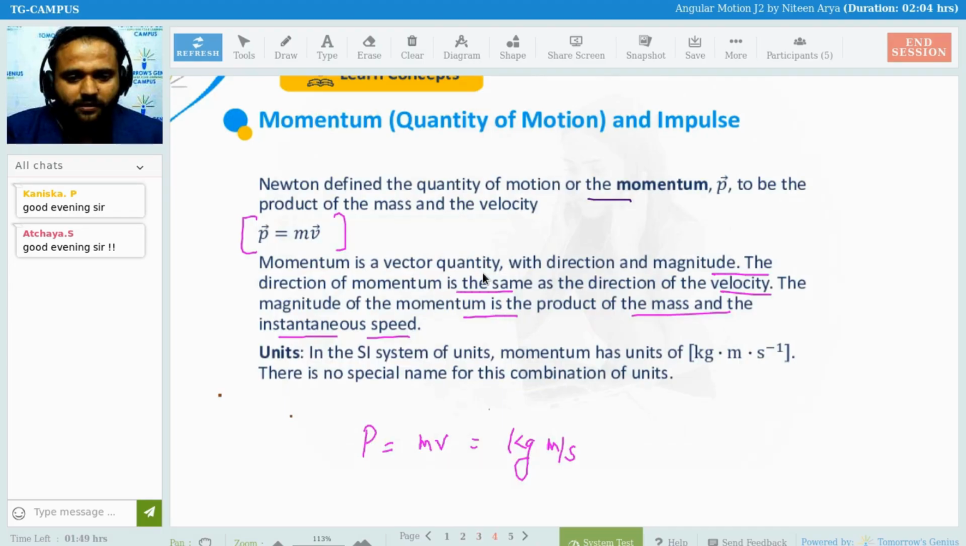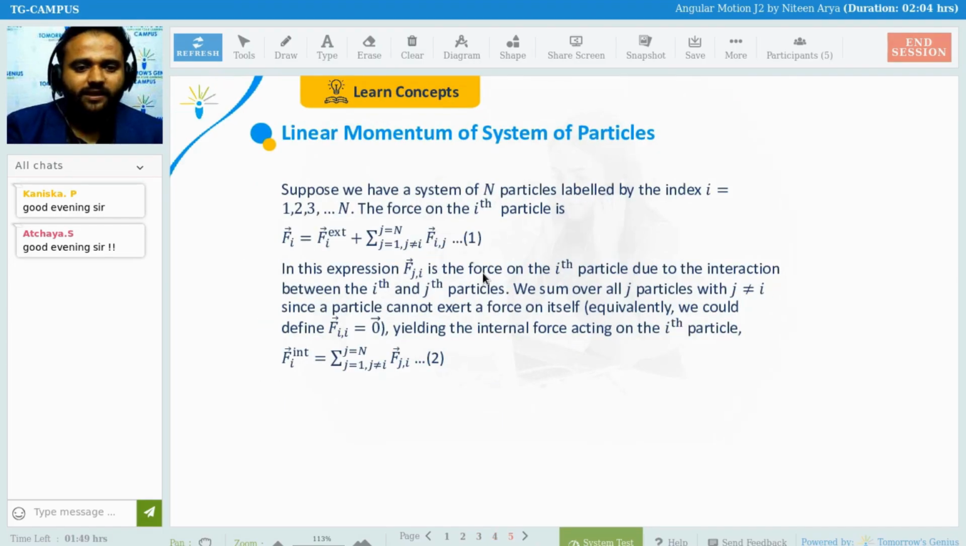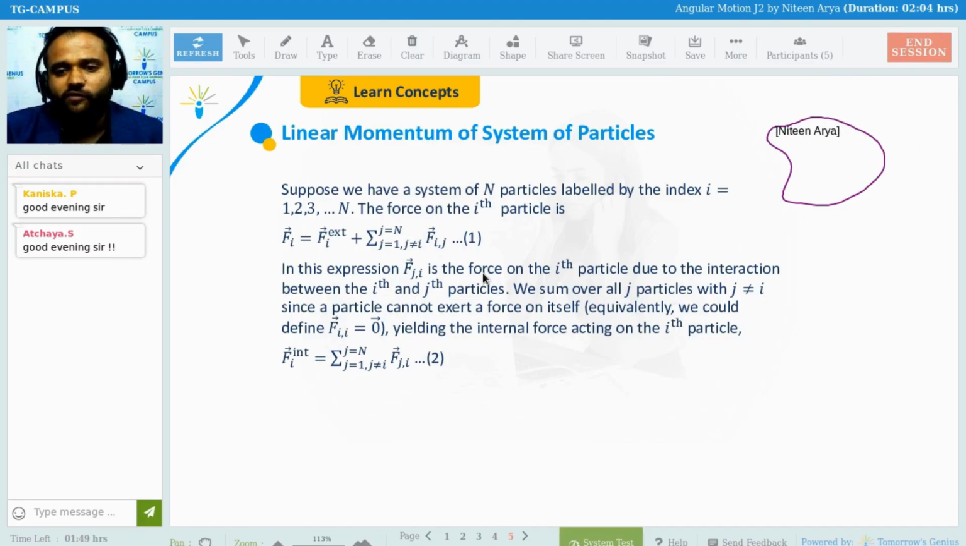Okay, so the next thing is the linear momentum of a system of particles. In this particular chapter, we discuss systems of particles. Basically, every rigid body, as we know, is made up of n number of particles. You can think of it this way: this stone is made up of so many particles.